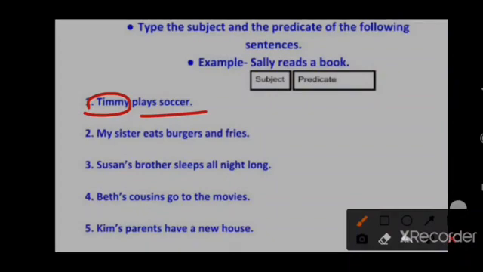Second sentence. My sister eats burgers and fries. Whom are we talking about? My sister. What is she doing? Eats burgers and fries. So my sister is the subject, eats burgers and fries is the predicate. Usually the predicate starts with a verb. All the time the subject comes at the beginning of the sentence.